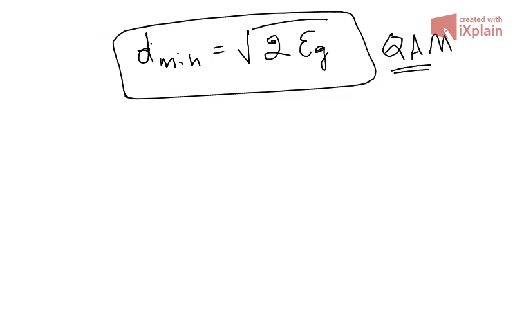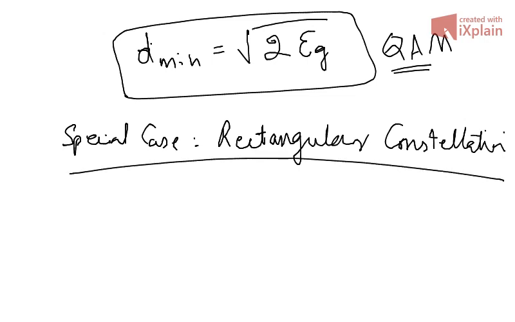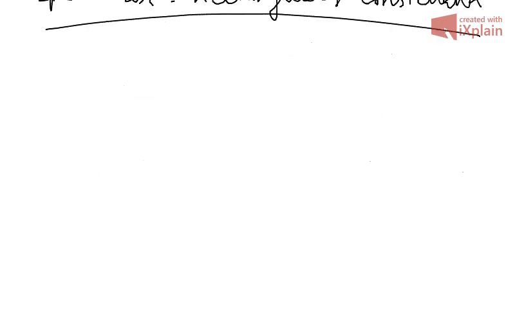There is another special case as well, which is related to the rectangular constellation. So another special case is related to the rectangular constellation of QAM. And if you observe the rectangular constellation of QAM, it looks like this.